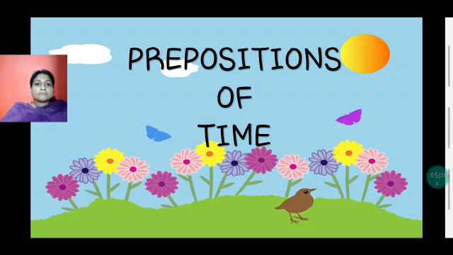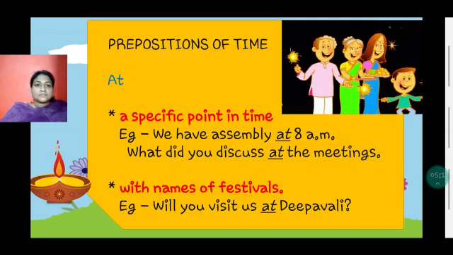Now next is prepositions of time. Again, in time we can use at. At means a specific point. In time, we have assembly at 8 a.m. So whenever we are talking about any exact place or time, you use at. What did you discuss at the meetings? With names of festivals. Will you visit us at Deepavali?